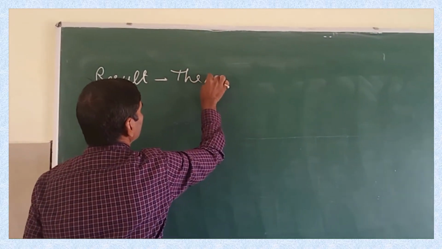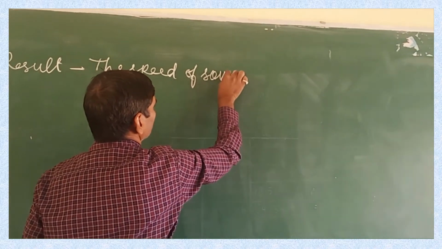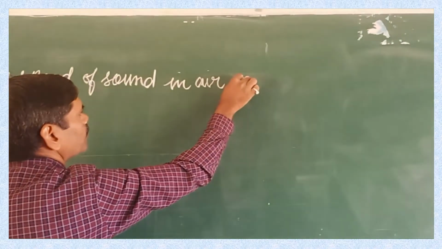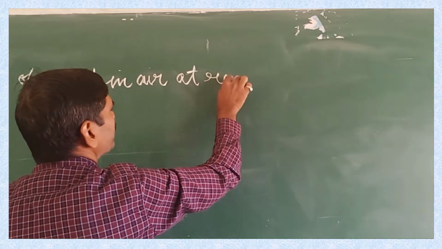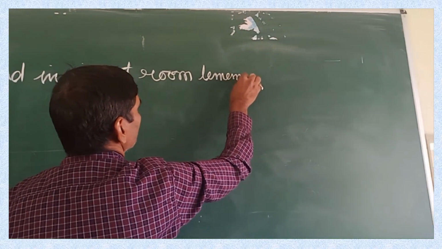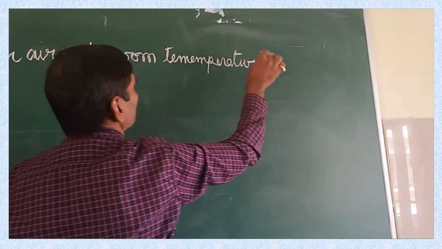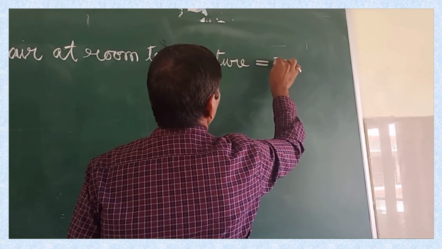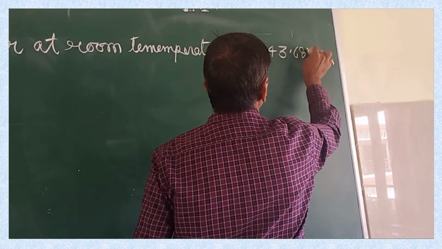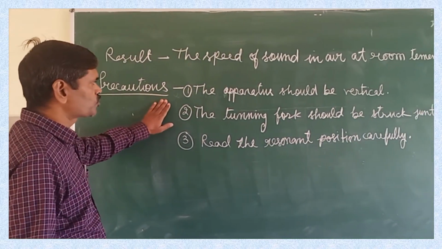Now result: the speed of sound in air at room temperature is 343.68 meter per second. After the result, write the precautions.